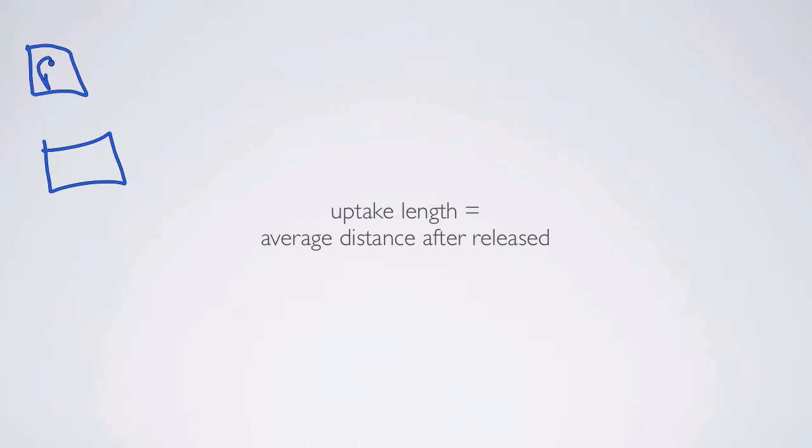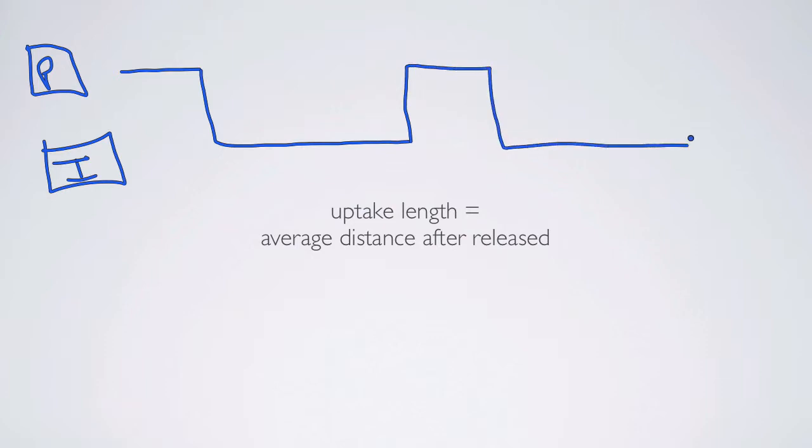So if this is going to be within a plant, and this is going to be the inorganic phase, we're going to have a certain distance that it travels within the plant, and that's the turnover length. And then we're going to have another distance that represents the uptake length, which is the average distance after it's been released. And then it's going to spiral back into the plant phase, and then the inorganic phase.